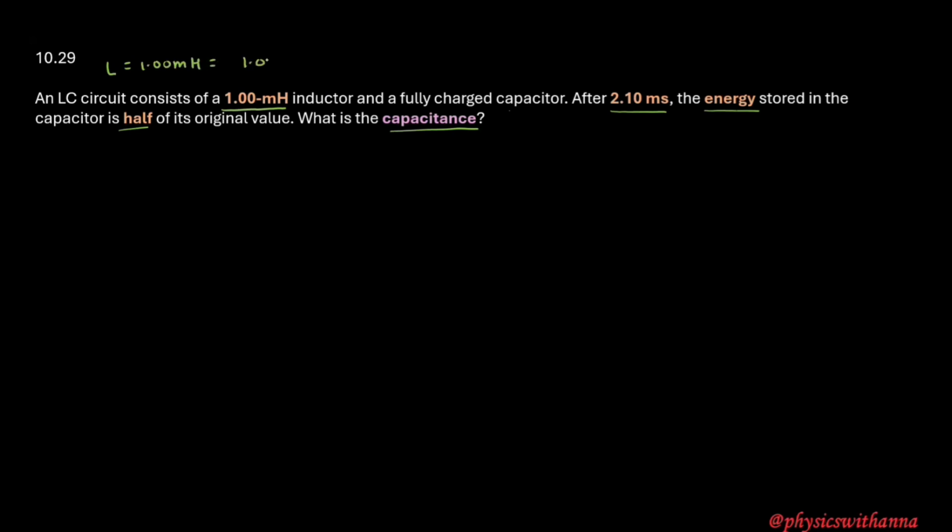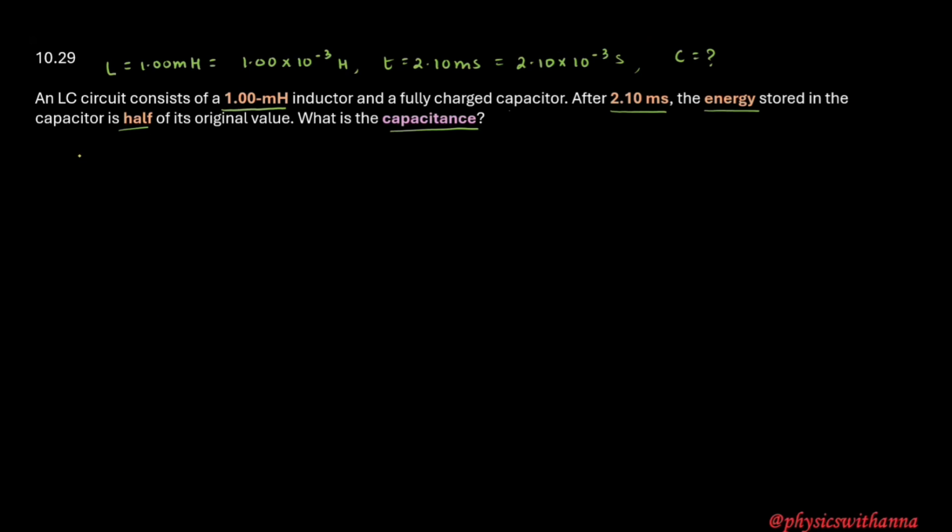So here we have an LC circuit that has inductance L as 1 millihenry, which you can write as 1 times 10 to the power negative 3 Henry. And after time t equals 2.10 milliseconds, which is 2.10 times 10 to the power negative 3 seconds, energy in the capacitor becomes half of its original value. We need to find what is capacitance C.